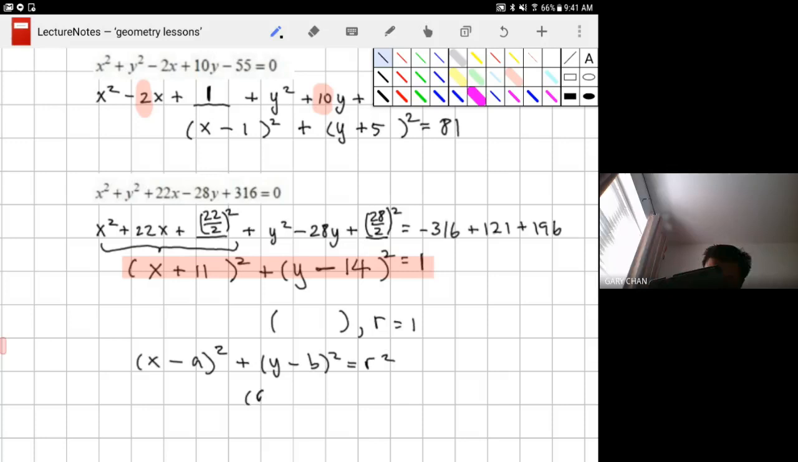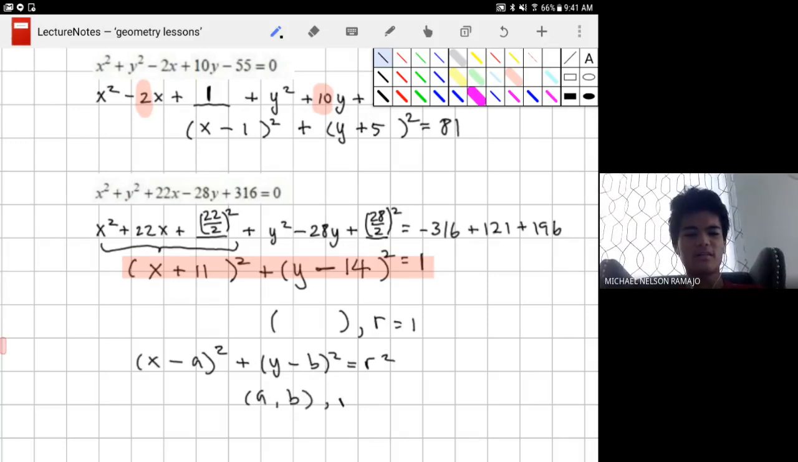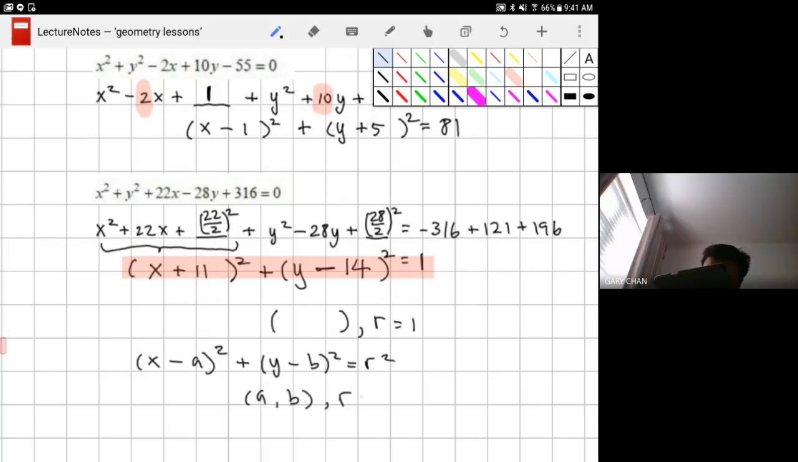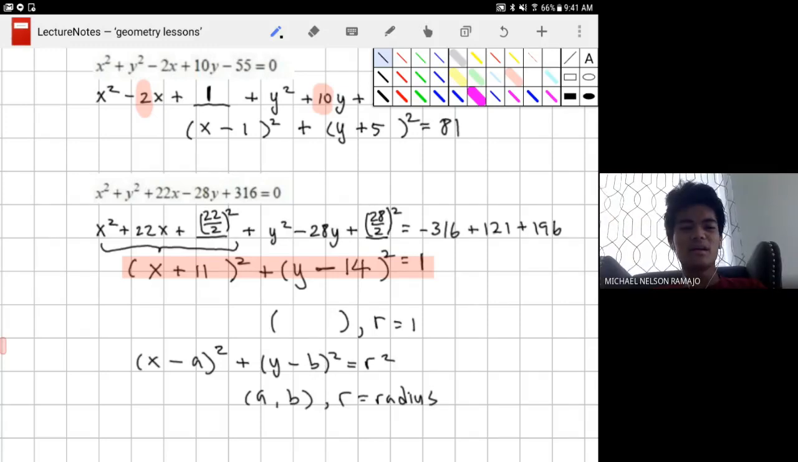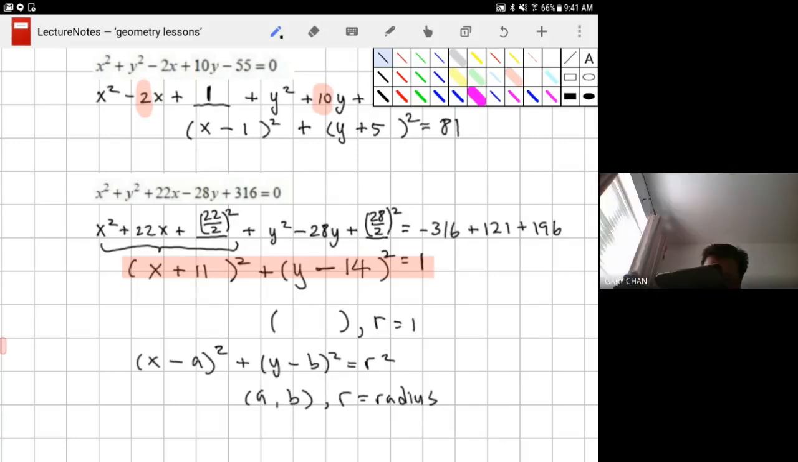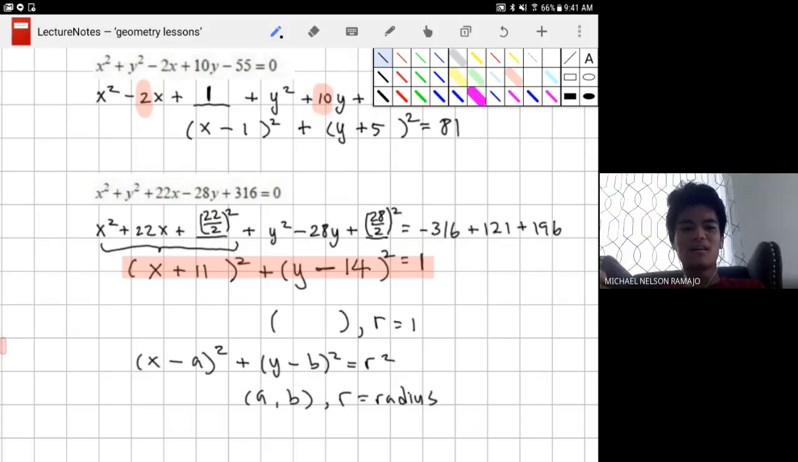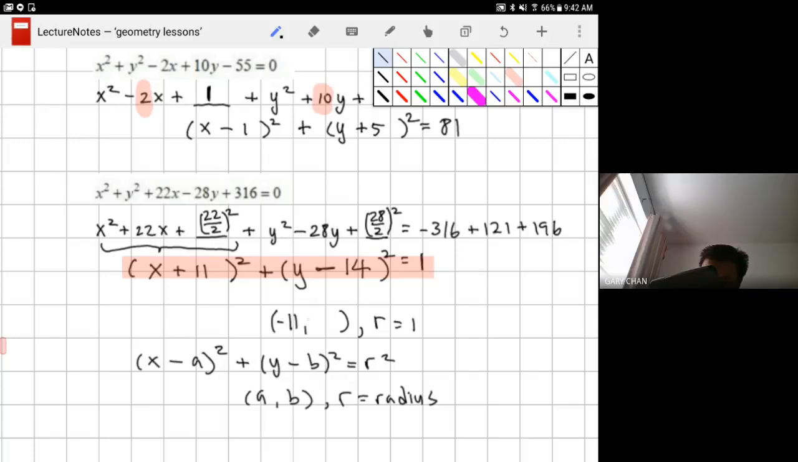The center is similar to a quadratic function, isn't it? And r is the radius. So again, where's the center of the circle that we just finished? It would be 11 and negative 14. Would it be positive 11 and negative 14, or negative 11 and positive 14? Negative 11 and positive 14. It's our center, and our radius is 1.